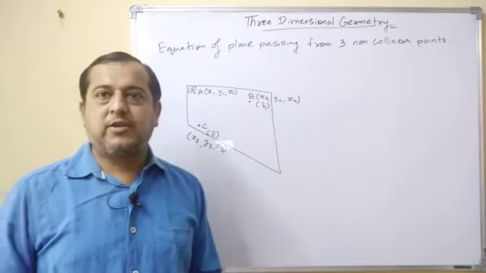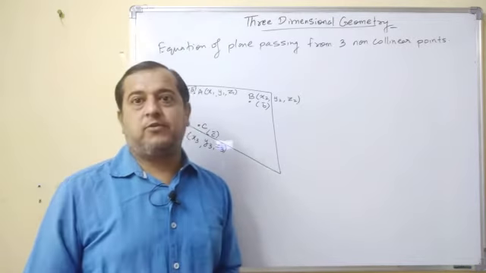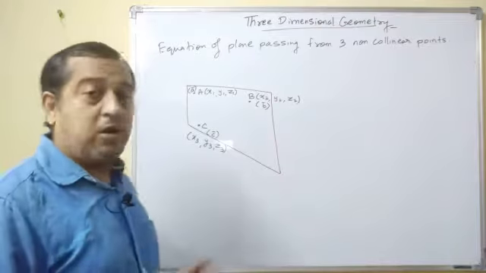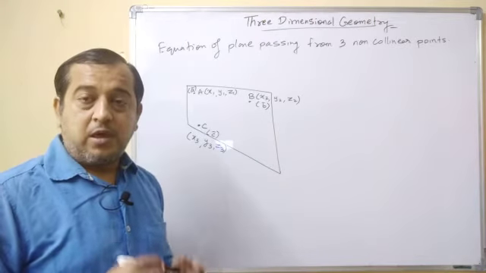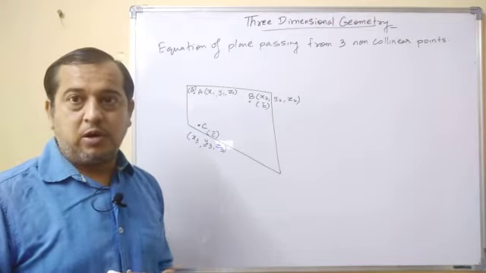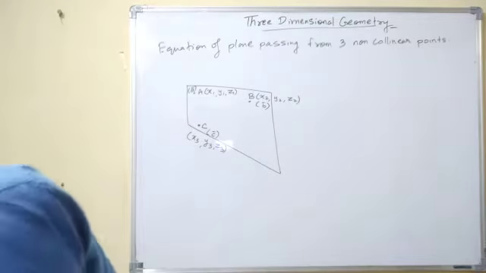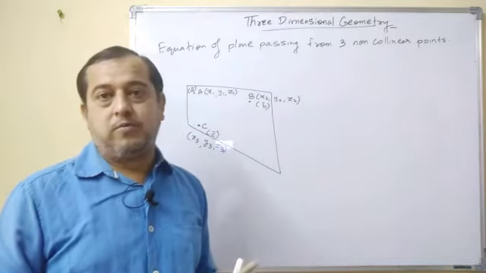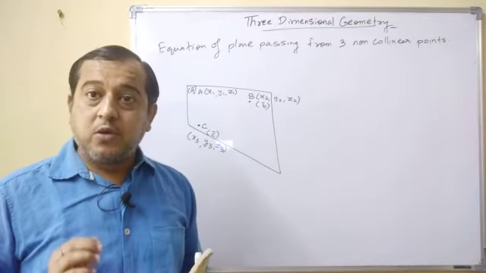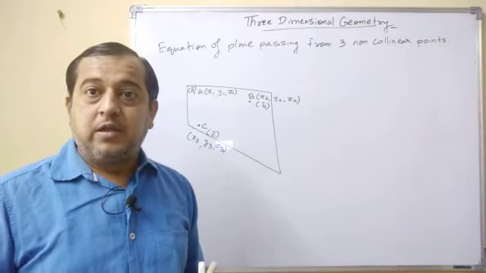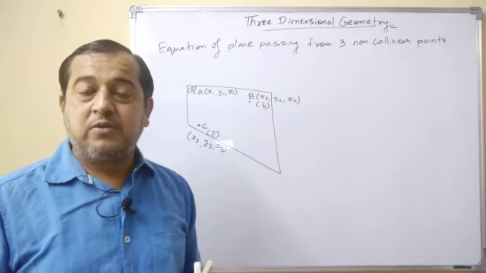Proceeding further, we come to the next equation of a plane passing through three non-collinear points. Now, first of all, why is the word non-collinear given? Because if the points are collinear, then there may be infinite planes passing through them.